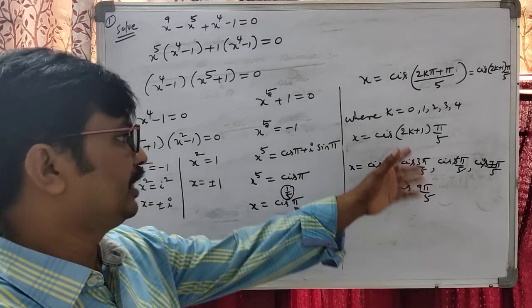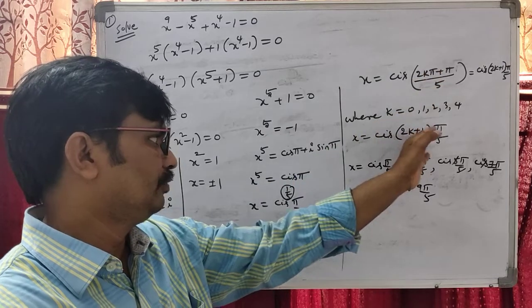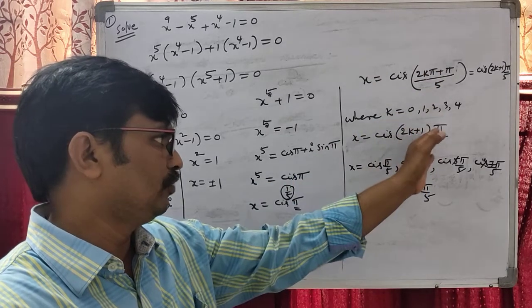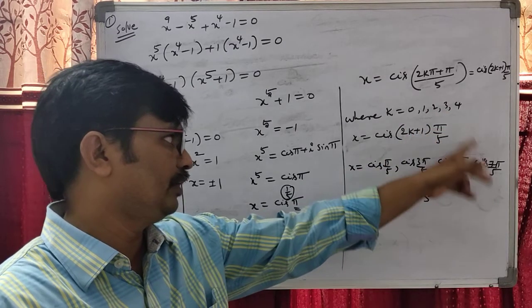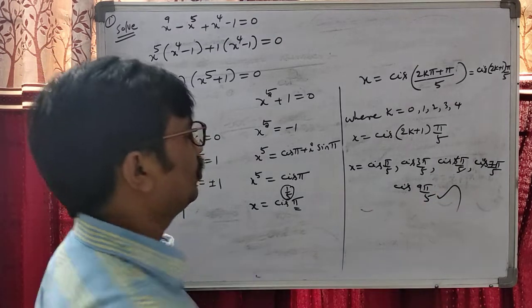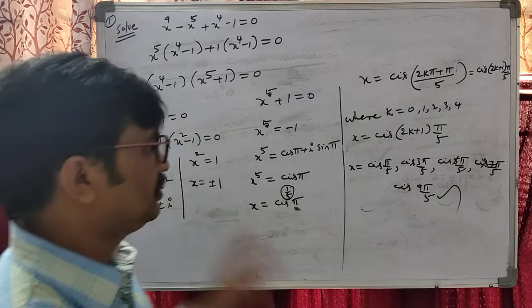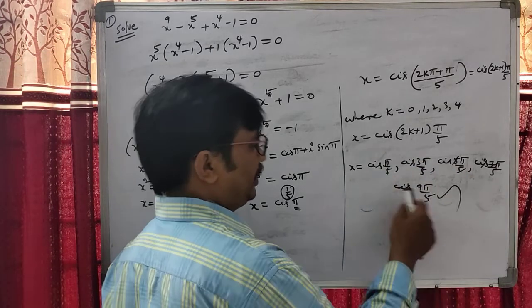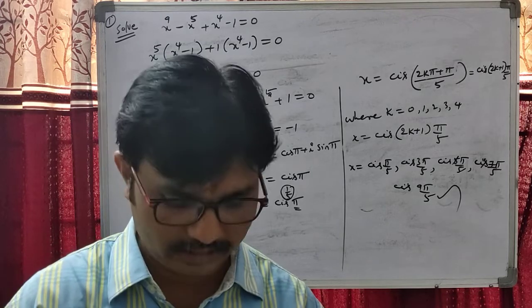So first we take 0, that is pi by 5. Substituting 1, that is 3 pi by 5. 2 2s are 4 plus 1, 5 pi by 5. 3 2s are 6 plus 1, 7 pi by 5. 4 2s are 8 plus 1, 9 pi by 5. These are the values. So how many values, students? These are 5 values: 1, 2, 3, 4, 5. Therefore, x has 5 values. Okay, students?